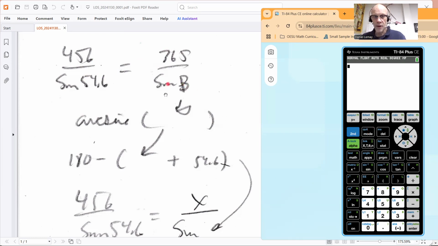Okay, so then what I'm going to do is 365 times the sine of 54.6, and then hit equal. You can put a parenthesis. And then I'm going to divide by 456. So that's what the sine of angle B is.